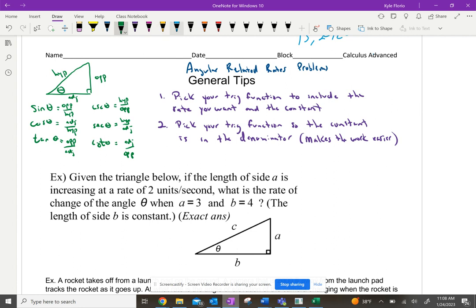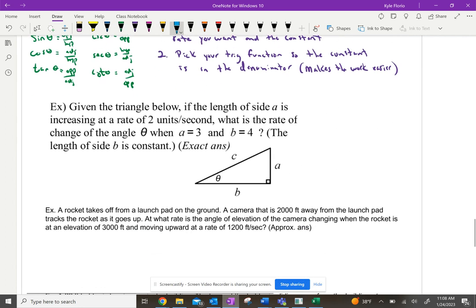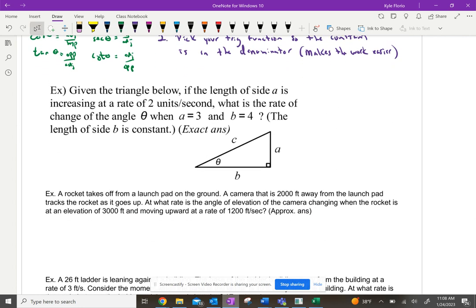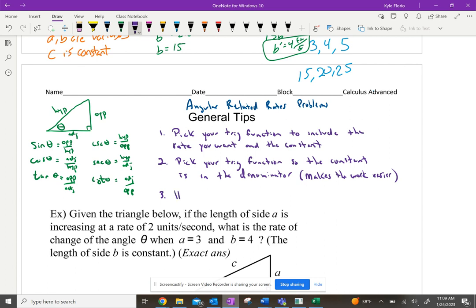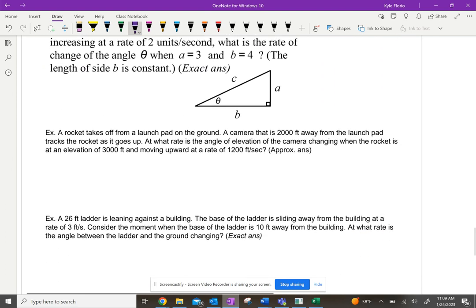All right, so given the triangle below, if the length of side A is increasing at a rate of 2 units per second, what is the rate of change of the angle theta when A is 3 and B is 4? The side length of B is constant, and we want exact answers. By the way, another good tip: have your calculator in radians. Unless otherwise stated, keep in radians.